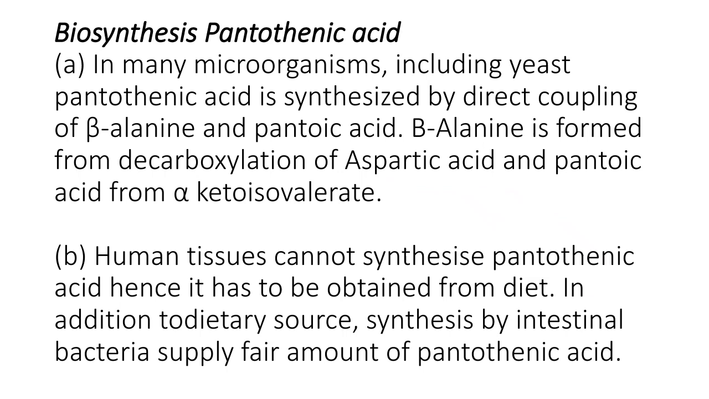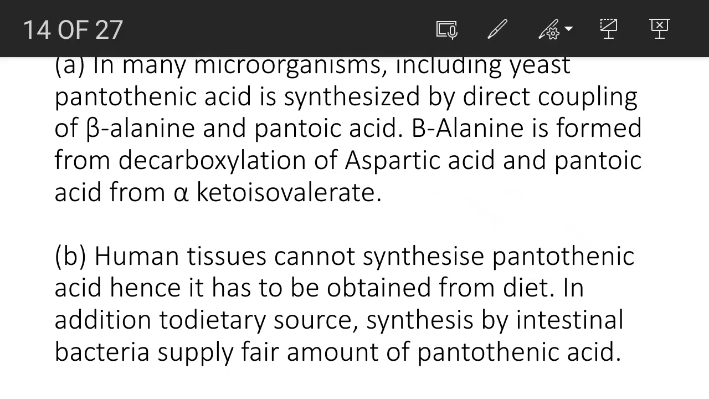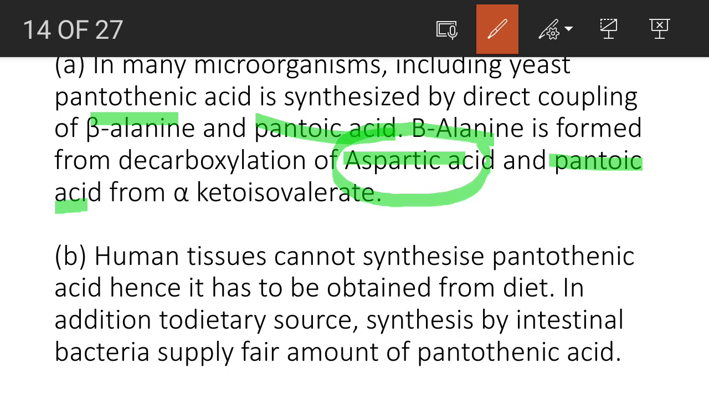In many microorganisms, including yeast, pantothenic acid is synthesized by direct coupling of beta-alanine and pentoic acid, as we have already seen previously. Beta-alanine is formed by decarboxylation of aspartic acid and pentoic acid from alpha-ketoisovalerate. We need to keep in mind that beta-alanine is formed by the decarboxylation of aspartic acid and pentoic acid from alpha-ketoisovalerate.